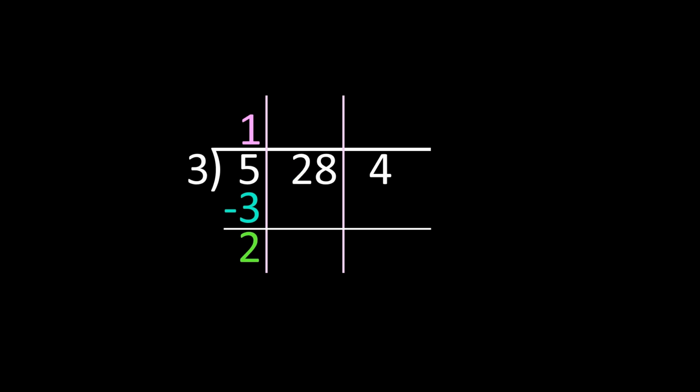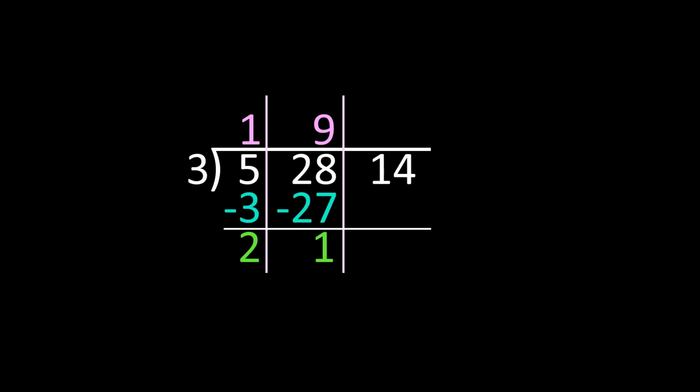Now I'm working in this middle section, and I have 28, and I'm going to start with division again. 28 divided by 3 is 9. Now I need to multiply. 9 times 3 is 27. My next step is to subtract. 28 minus 27 is 1. And now instead of bringing the 4 down, I'm going to bring the 1 up into my next section of problem. And I have 14 in this next section, and I'm starting with my division steps again.